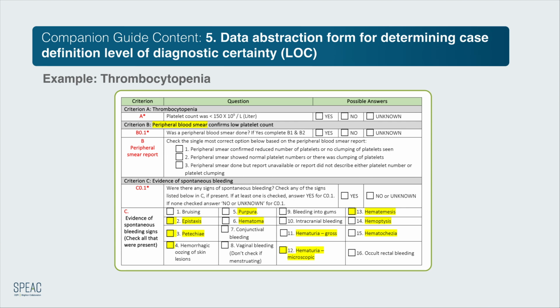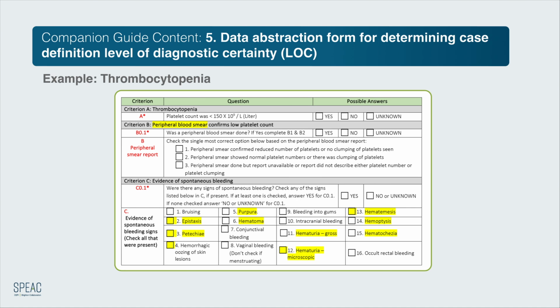We'll use thrombocytopenia as an example of how to use the data abstraction form. This case definition has only 3 criteria: platelet count evidence of thrombocytopenia, peripheral blood smear that confirms the low platelet count, and clinical evidence of spontaneous bleeding.